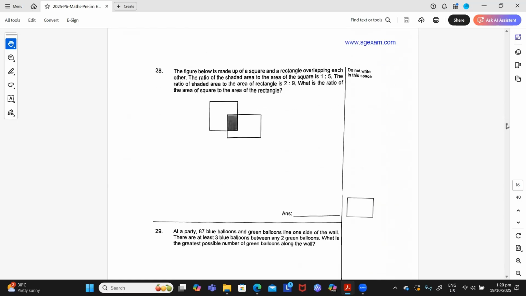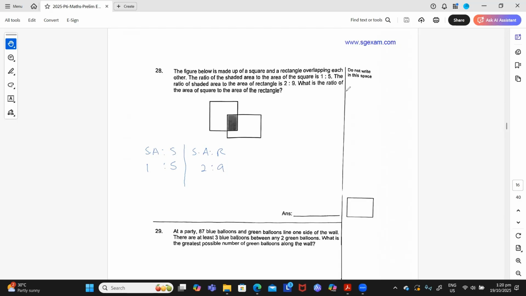Okay, question 28. Figure is made out of a square and a rectangle overlapping each other. Shaded area to the square is 1 is to 5. So write down shaded area to the square, it's 1 is to 5. Then the ratio of the shaded area to the rectangle is 2 is to 9.